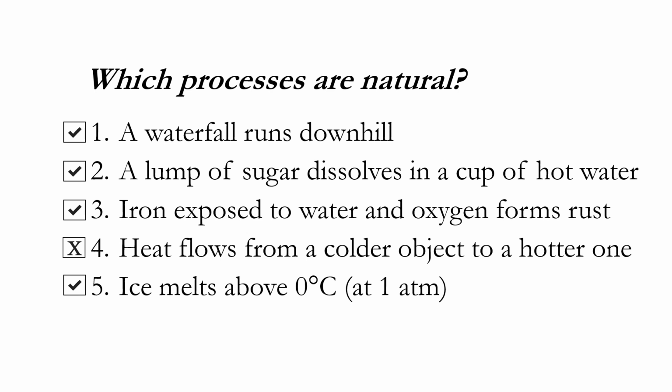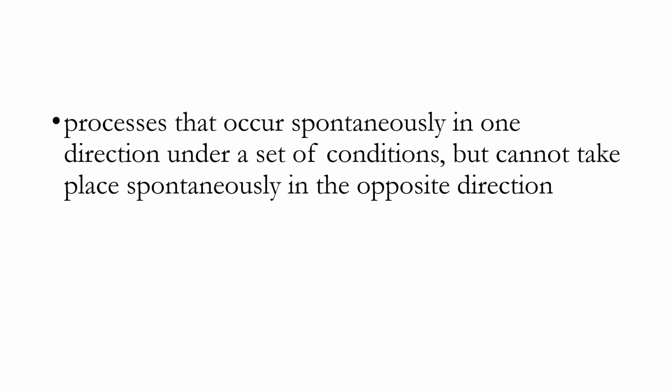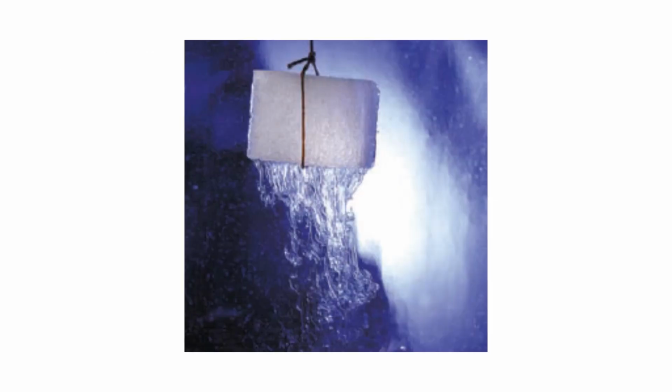So what is common among these natural processes that we identified from this list of processes? They are occurring naturally at a certain set of conditions. And these processes that occur spontaneously in one direction under a set of conditions, but cannot take place spontaneously in the opposite direction, are called spontaneous processes. So like sugar dissolving in water, this is a natural process. It occurs naturally in one direction but not in the opposite direction.